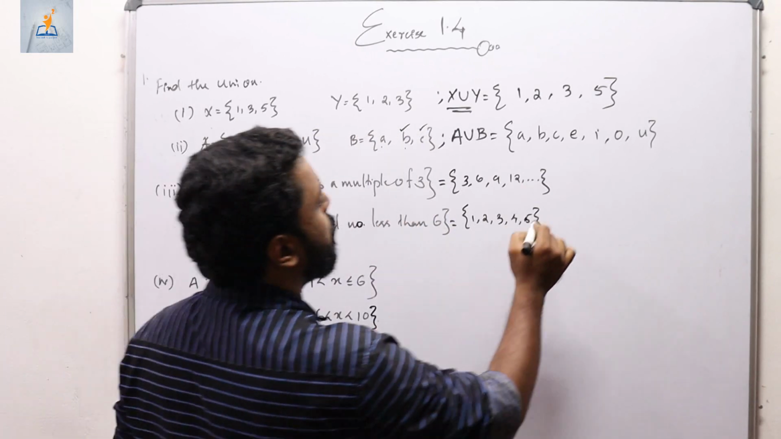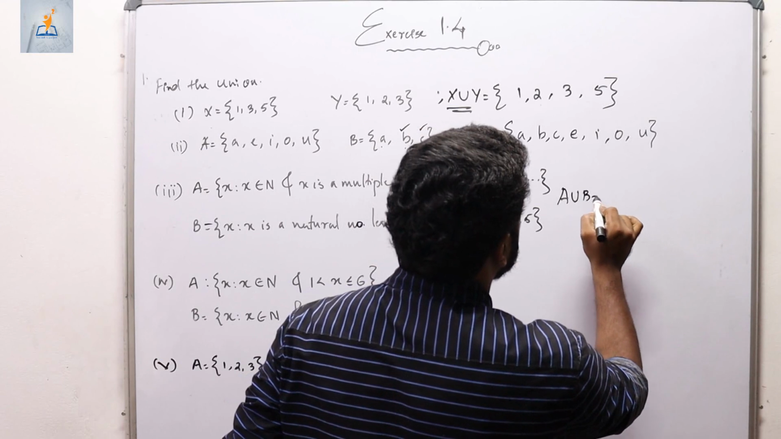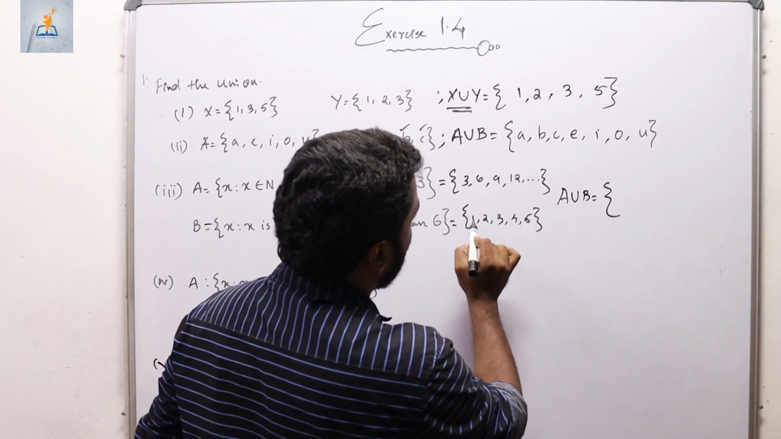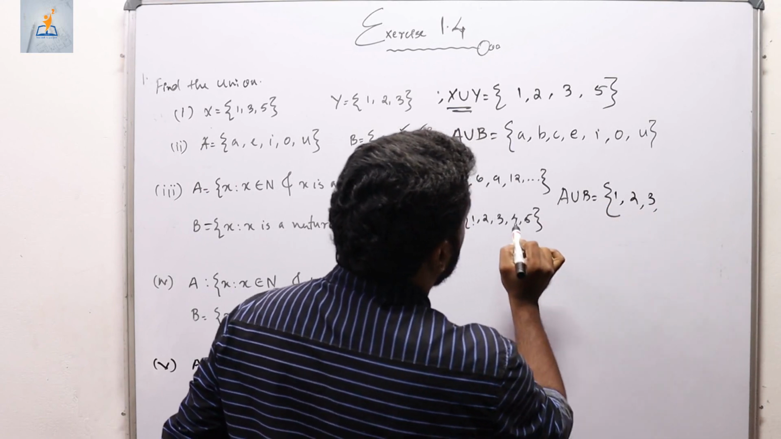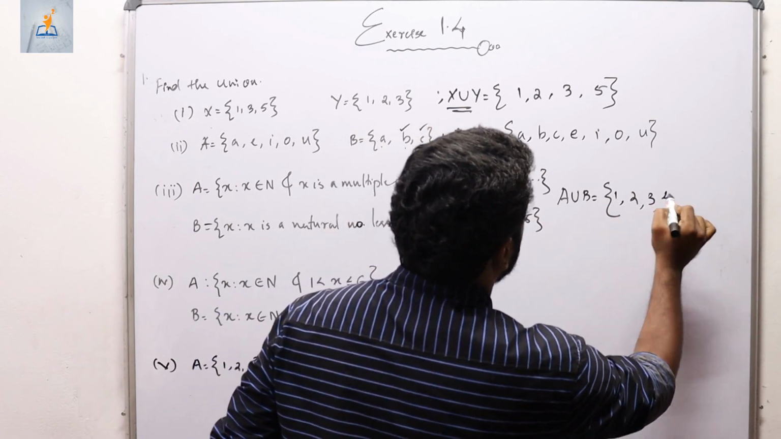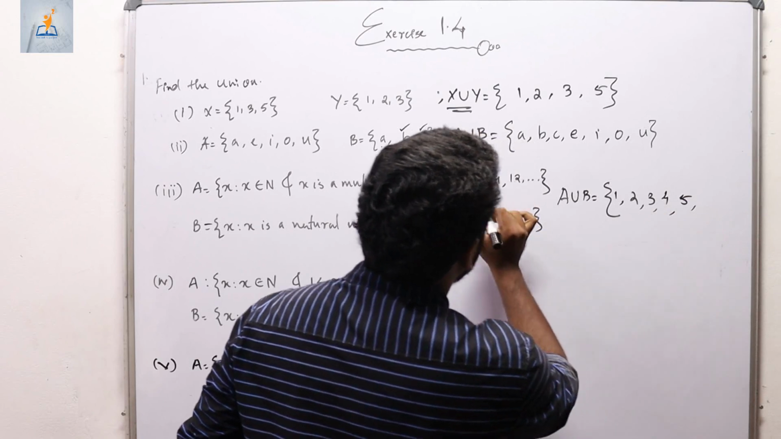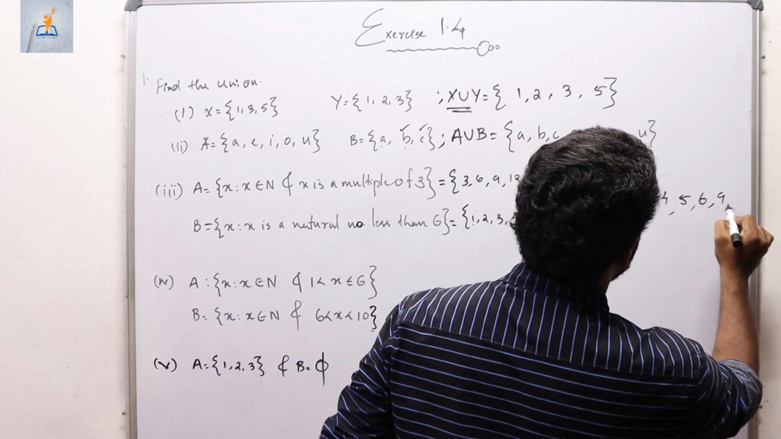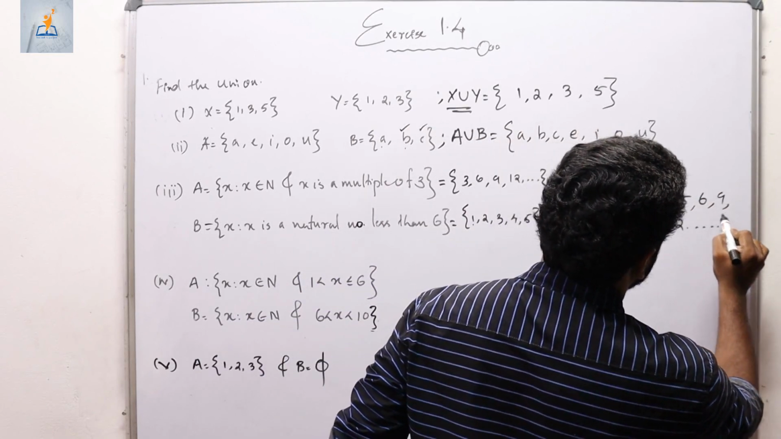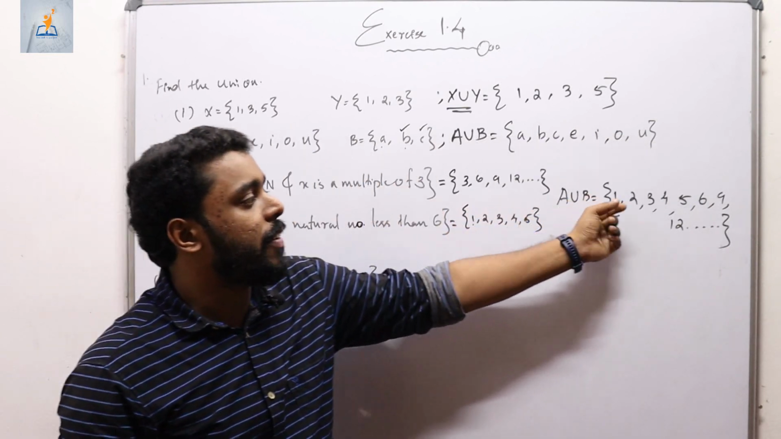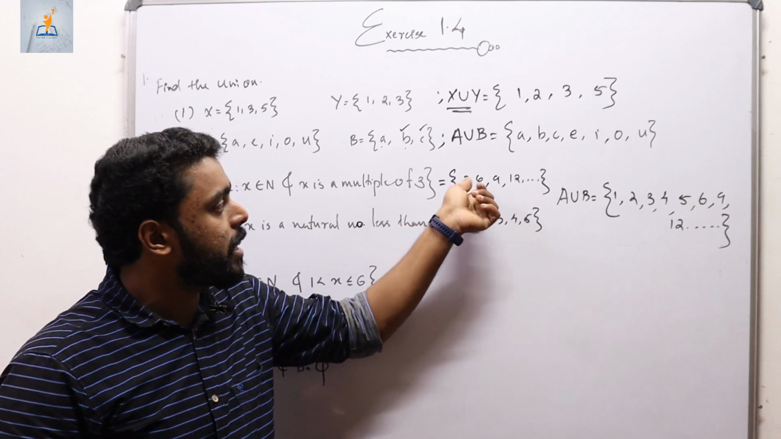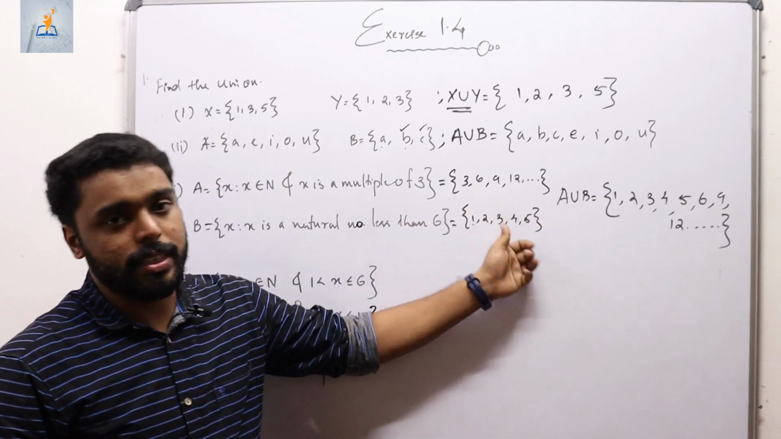Therefore A union B is equal to the set of all: 1 is there, 2 is there, 3 is there, 4 is there, 5 is there, now 6 is there, 9 is there, 12 is there, and so on. So this will be the set A union B. Every element in this set is either in A or in B.